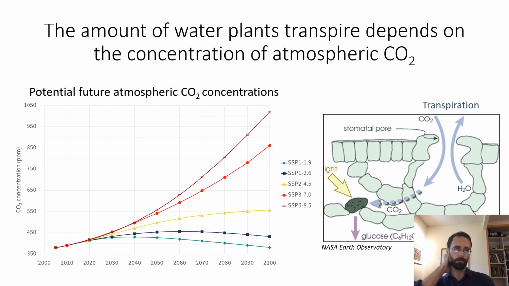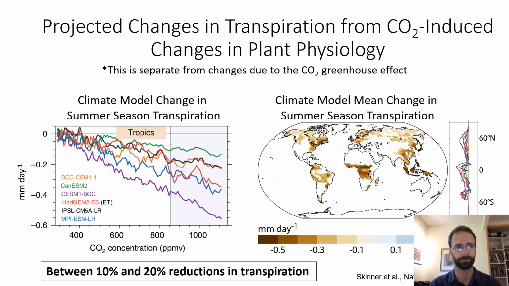But we were curious, what might happen to plant physiology and to transpiration if we did indeed take one of these higher CO2 pathways, if we continued to emit CO2 into the atmosphere? So we focused on one of these higher emissions scenarios, where CO2 basically doubles from the concentration that it's at today. So CO2 by the end of the century reaches something like 900 to 950 parts per million in these hypothetical future scenarios. We wanted to know, what would that do to stomatal conductance and to transpiration? So we used a collection of climate models to explore this idea.